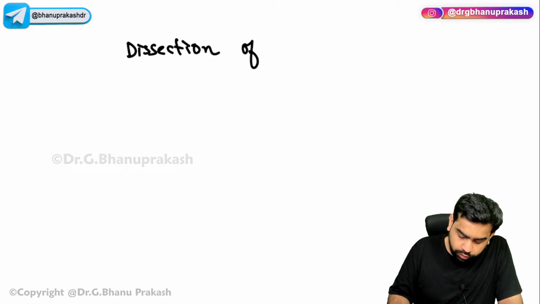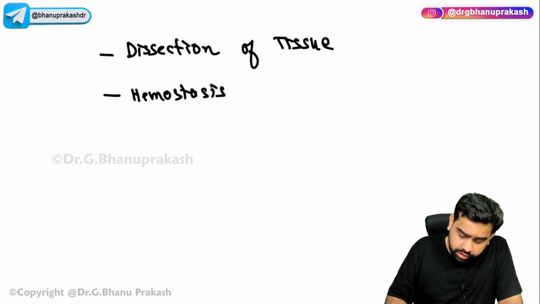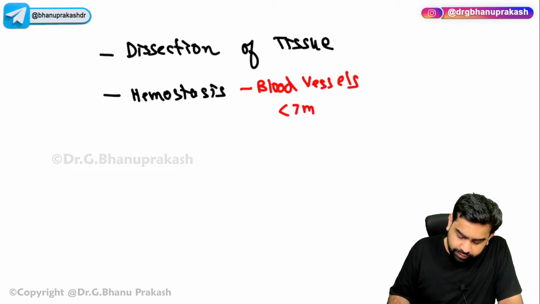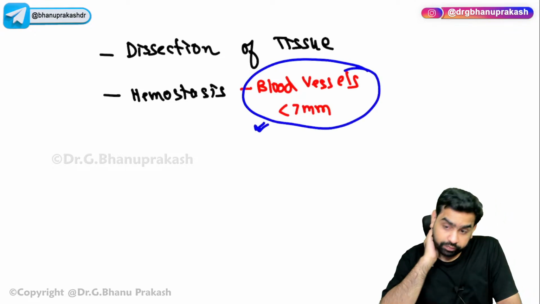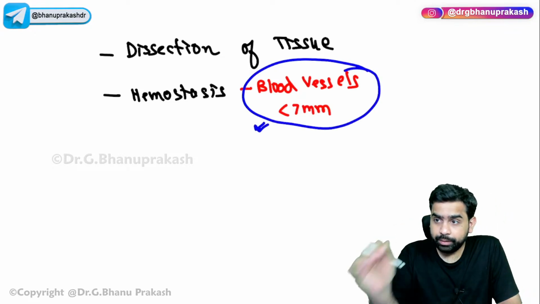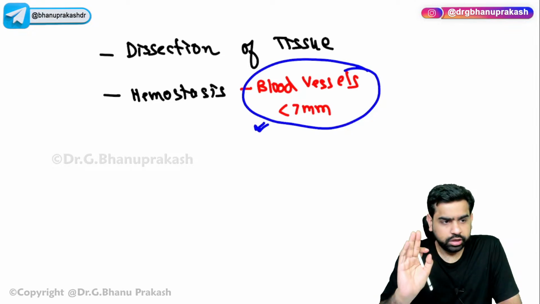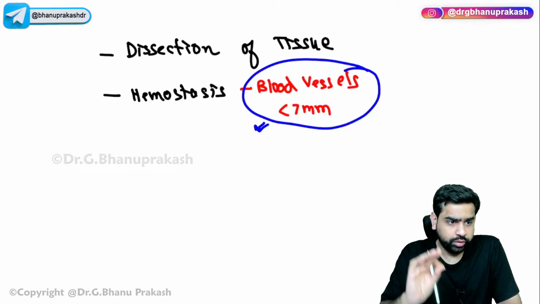This harmonic is used during surgery. It helps in the dissection of the tissue. It is also helpful in attaining hemostasis of blood vessels of size less than 7 millimeters. So till what size can you attain hemostasis? If the blood vessel is less than 7 millimeters, we can attain hemostasis with the help of this harmonic. This is an important point, so please try to understand it.